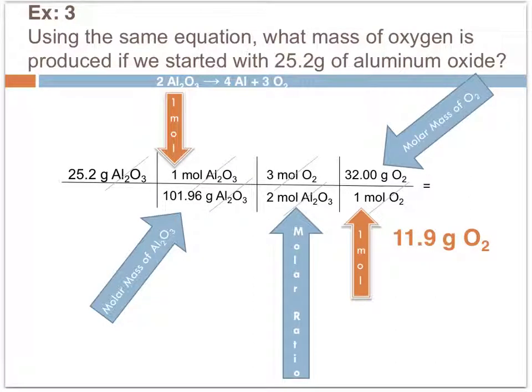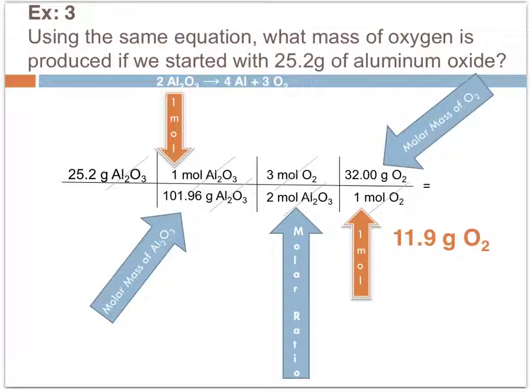In this question, still using the same balanced chemical equation of the decomposition of aluminum oxide, the starting material is 25.2 grams of aluminum oxide. The question is how many grams of oxygen, when they ask for what is the mass of oxygen produced. These mass-to-mass conversions require more steps.